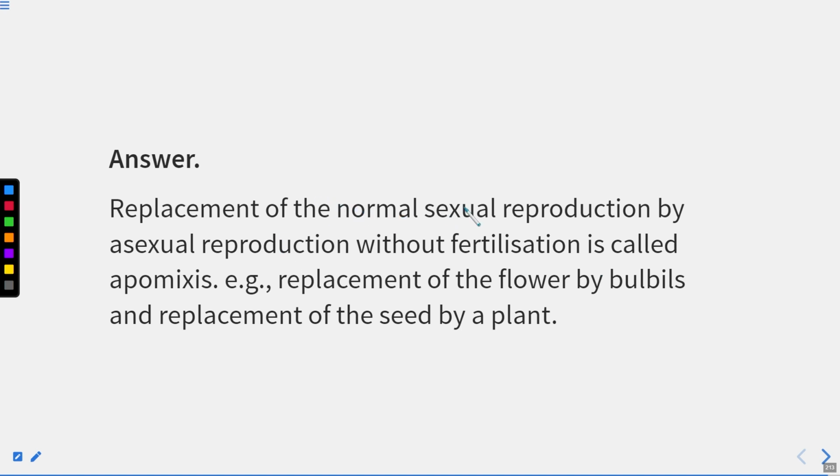A replacement of the normal sexual reproduction by asexual reproduction without fertilization is called apomixis. Or simply you can say, what is apomixis? We have already discussed. It is the development of what? Seeds. Development of seeds or production of seed without fertilization. This is known as apomixis.